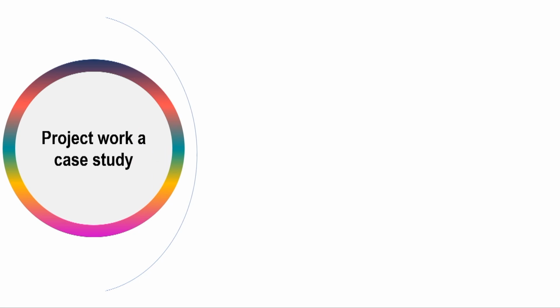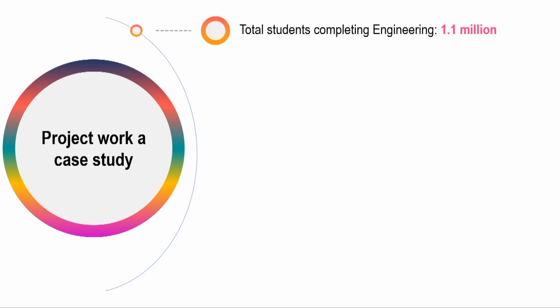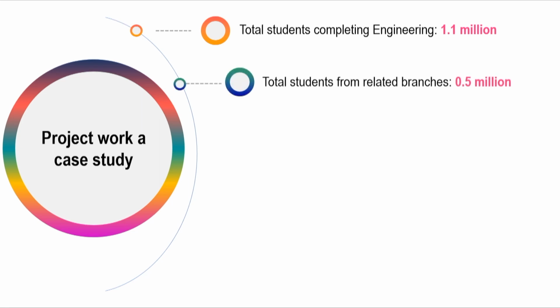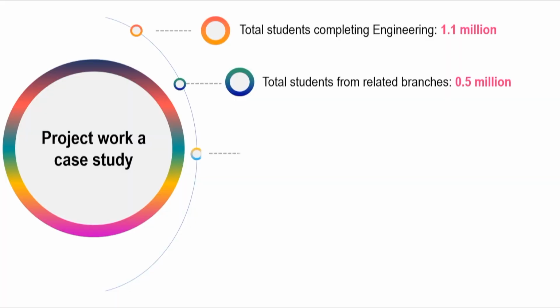Take an example. In the country, we have around 1.1 million students passing out from our engineering institutions. I have considered almost 50% of the students from a particular sector of branches, like mechanical and electrical branches, very specifically. So, if 500,000 students are working on the project and each student spends around 185 hours in a year in semester 7 and semester 8, as an individual he is spending that many hours.